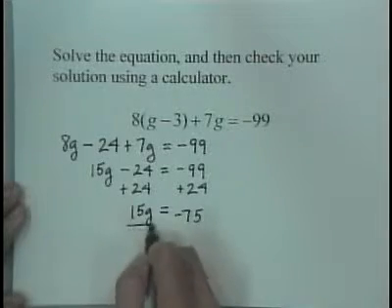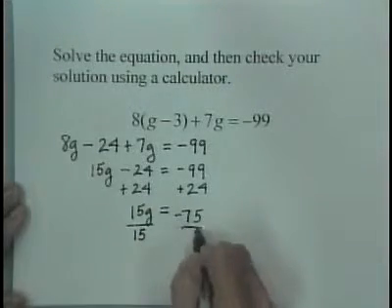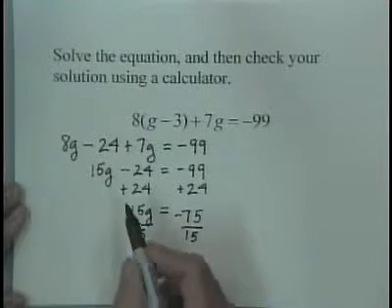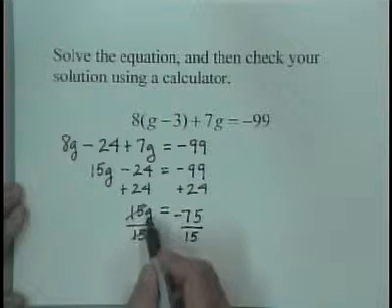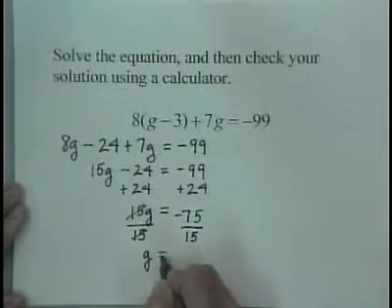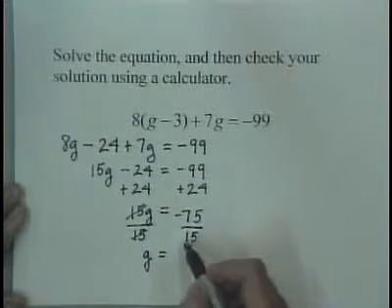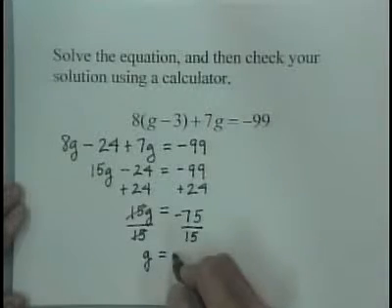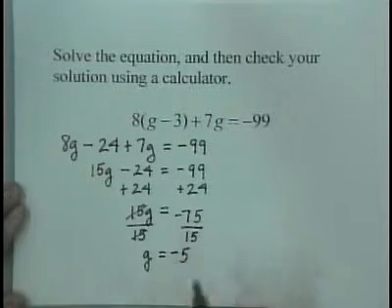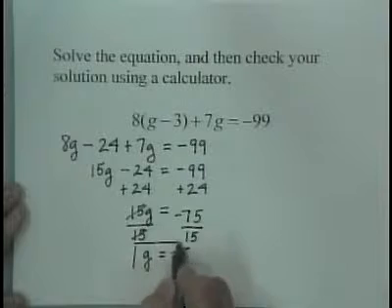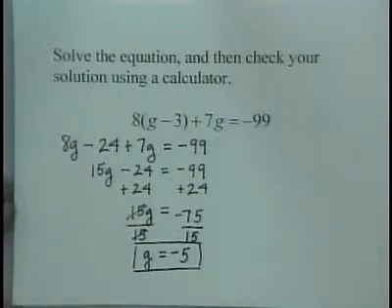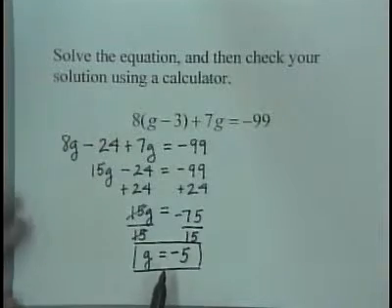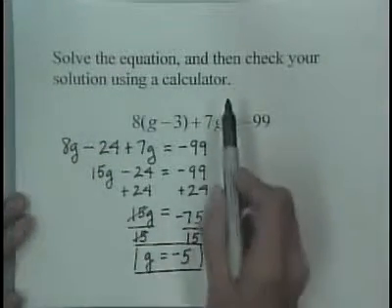Finally, to isolate g, I want to divide each side of the equation by 15. I see that 15 divided by 15 is 1g, and that's equal to -75 divided by 15, which is -5. So it looks like the solution to my equation is g equal -5. Let's check that using a calculator.